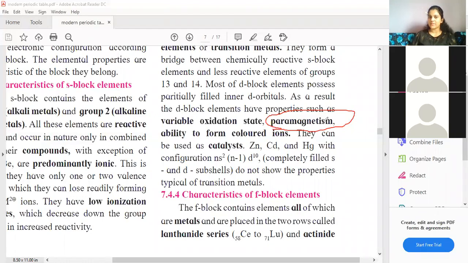Materials which are weakly attracted to the external magnetic field, and in brackets you can write down unpaired electrons.